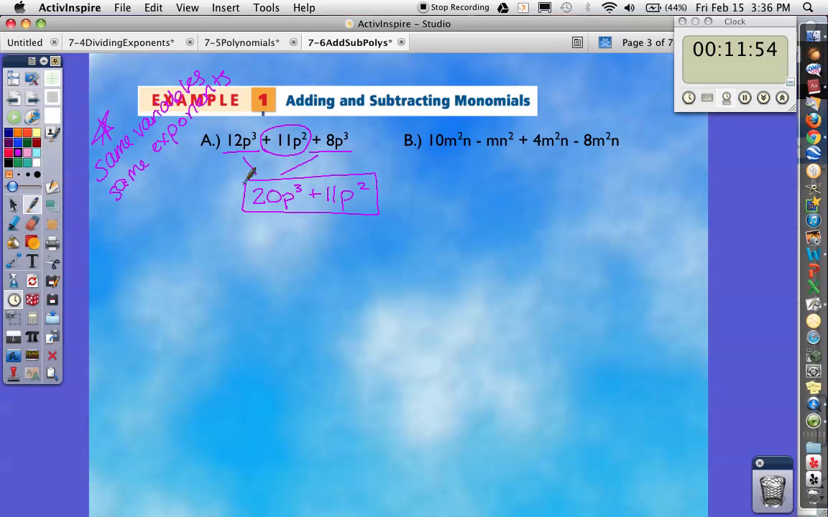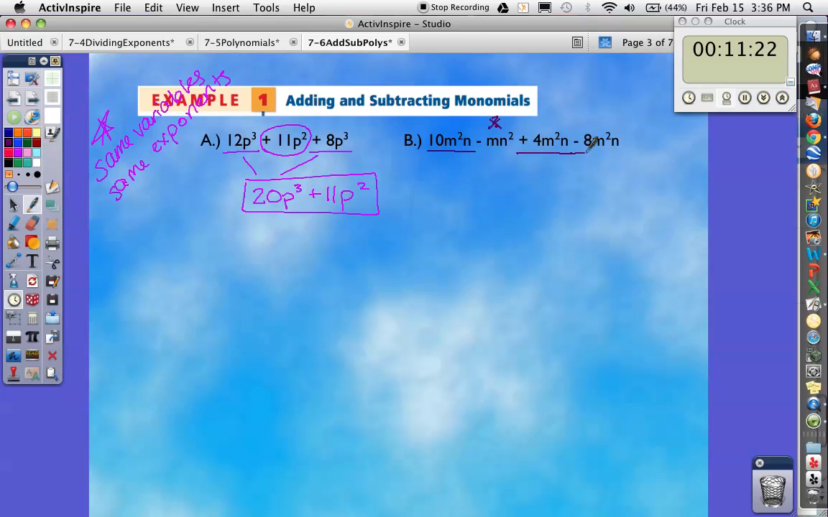Take a look at B. B has two variables, but don't be scared. Look for the terms with the same variables and the same exponents. So when I look at this, okay, I see this 10m squared n. What else has an m squared n? Does this one? No. That is an mn squared. That's different, right? M is squared here, n is squared here. So that's not like. Does this one match? It does. So I'm going to underline that. Notice, guys, how I'm underlining the sign that's with that term because you don't want to lose that.